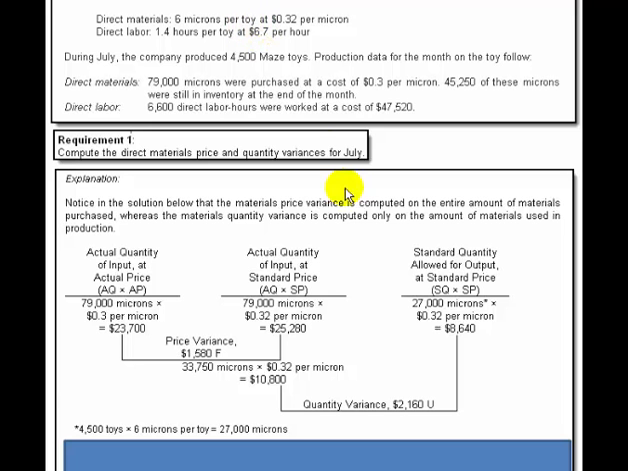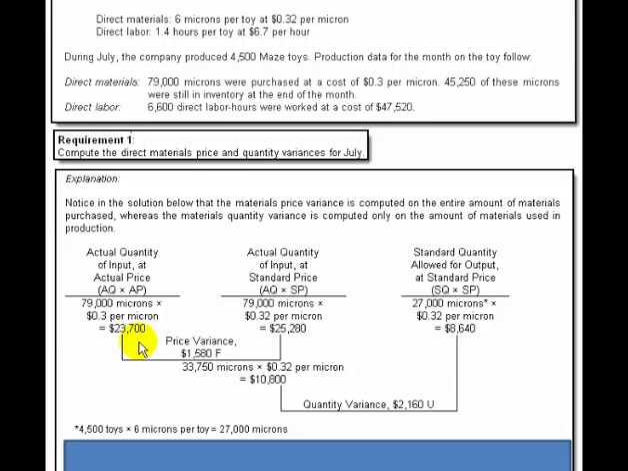So what do we know? We know the standard called for 27,000 microns. And how do we know that? They made 4,500 toys times 6 microns per toy. So we're using that information there and that information there. So that gives us 27,000 microns were expected to be made at standard at a cost of 32 cents per micron. That's the 32 cents, and that's how we come up with 8,640.